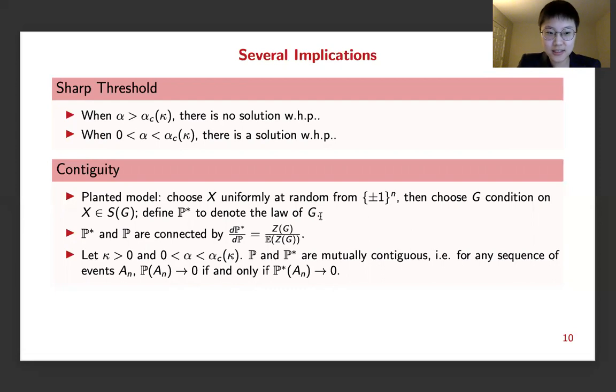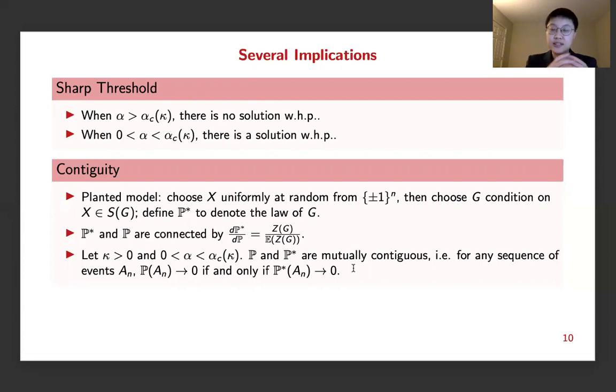To understand this, P star and P are connected by the Radon-Nikodym derivative, which equals the number of solutions normalized by its expectation. So this is how they're related. And what we showed for contiguity, and what is contiguity? For any kappa larger than 0 and alpha between 0 and alpha_c of kappa, we showed that P and P star are mutually contiguous, meaning that for any sequence of events A_n, P of A_n goes to 0 if and only if P star of A_n goes to 0. So what does this say?